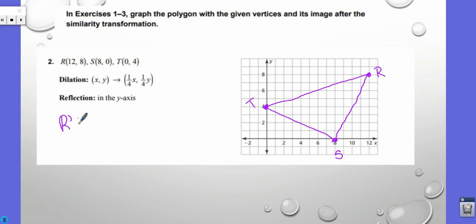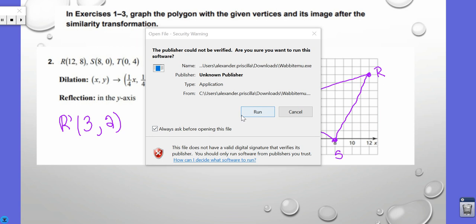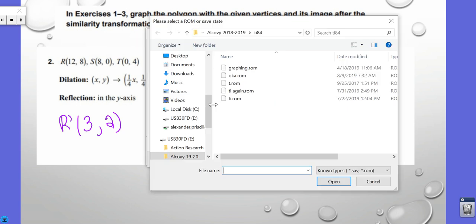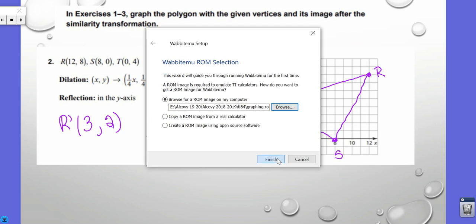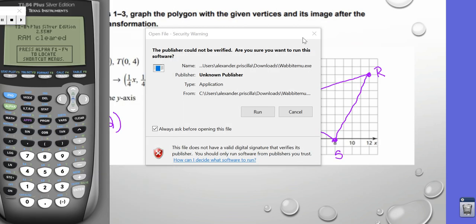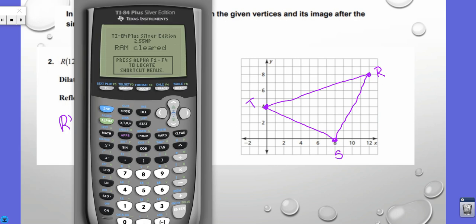So R prime would be 12 times 1/4, which is 3, and then 8 times 1/4, which is 2. And you can use your calculator. Let me show you. Oh, just a second. You can use your calculator to help you with this.